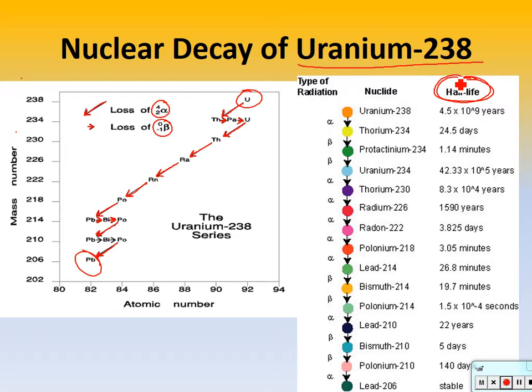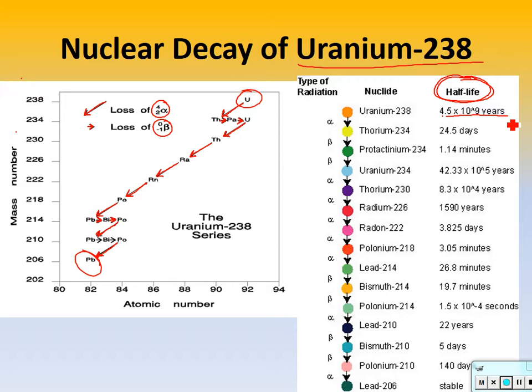So let's look at it. What's the half-life of uranium-238, guys? 4.5 times 10 to the 9th years. That's 4.5 billion years. After 4.5 billion years, you still have half of it. So how long really is uranium-238 going to be around? Forever, right? It's going to be around forever. 4.5 billion years is just the amount of time it takes for half of it to decay.